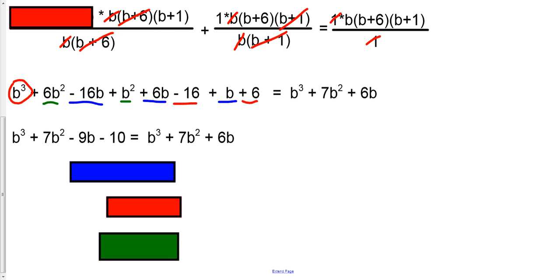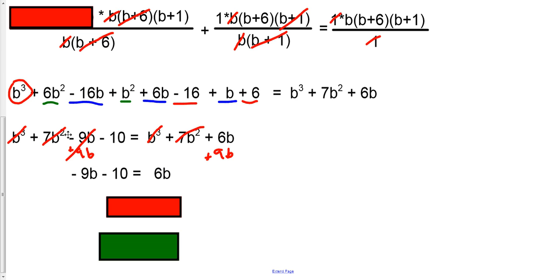Now we need to start subtracting or getting rid of some terms. If we take b cubed from both sides, so minus a b cubed, that'll cancel these out. If we minus 7b squared from both sides, that'll take both of those out. Now, let's add 9b to both sides. Adding 9b, we'll get rid of it over here, and it puts it all on this side. Oh, actually, so after all that canceling, we'd have negative 9b minus 10 equals 6b. Add the 9b to both sides, and we get negative 10 equals 15b.